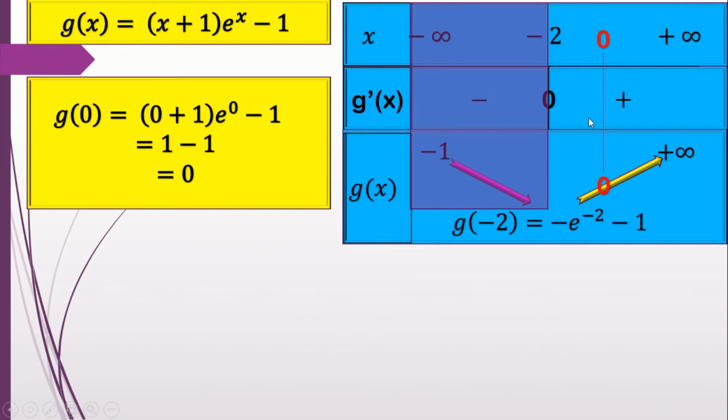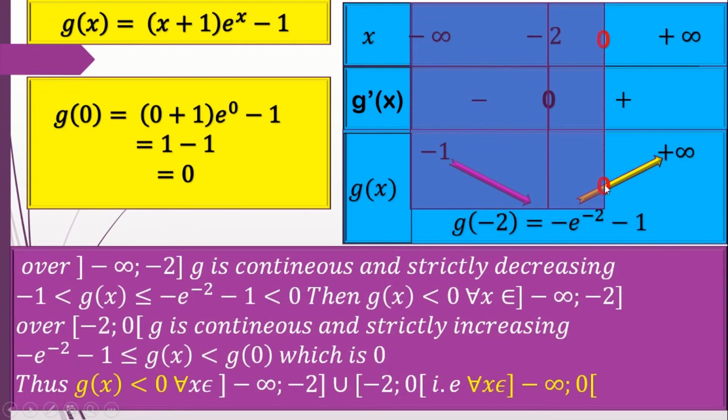Well, what about for x less than 0? Here, between minus 2 and 0, g is continuous and strictly increasing from minus exponential minus 2 minus 1 towards 0. So for x less than 0, here g of x is less than g of 0, which is 0. Now we can say that in all, for x negative, g of x is negative.